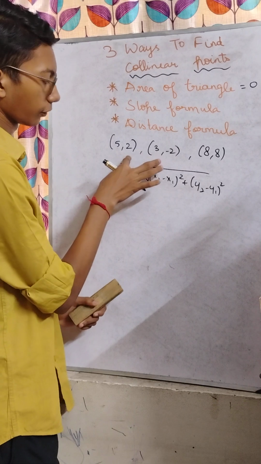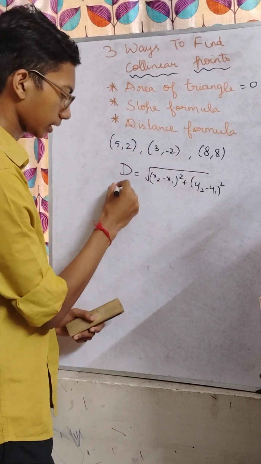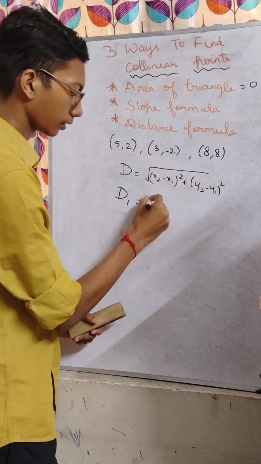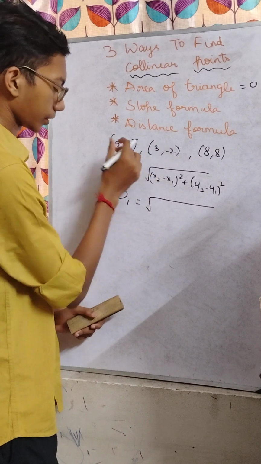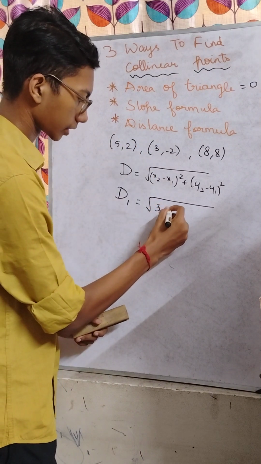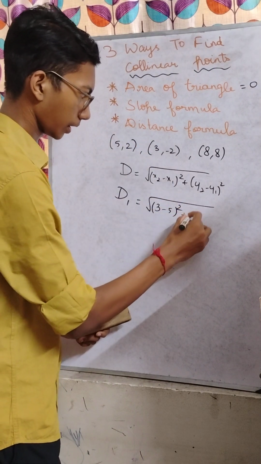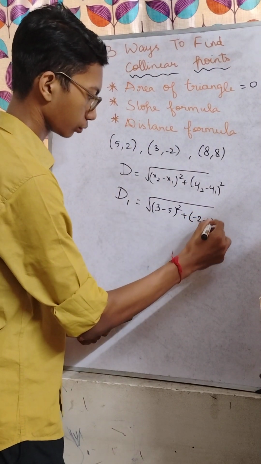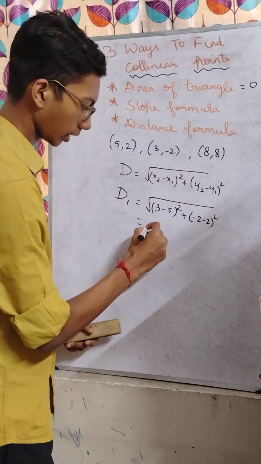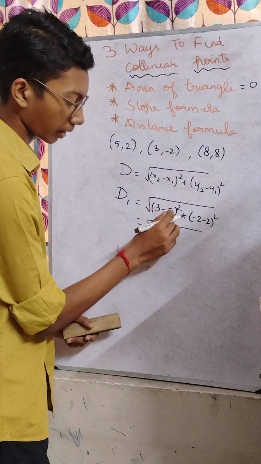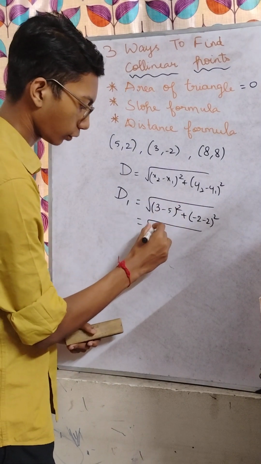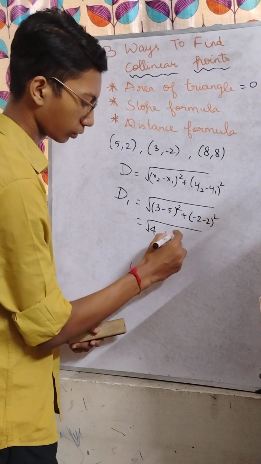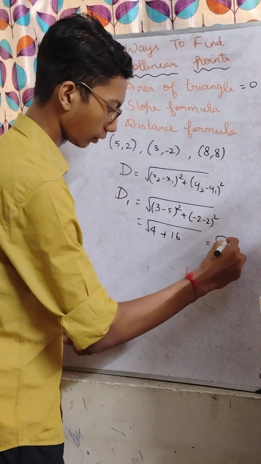So now to find the distance between these 2 points, let's say we have d1, root of x2 minus x1, 3 minus 5, the whole square, plus y2 minus y1, minus 2 minus 2, the whole square. So we have root of 3 minus 5, that is minus 2, the whole square is 4, plus minus 4 the whole square is 16. So we have root 20.